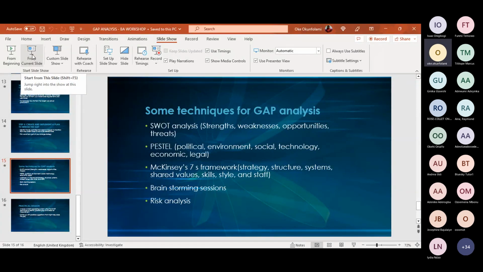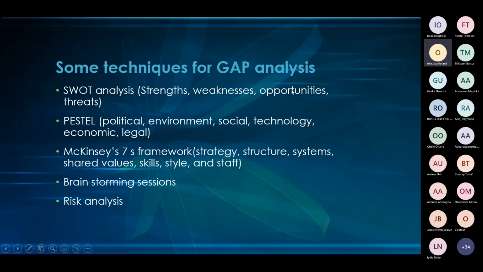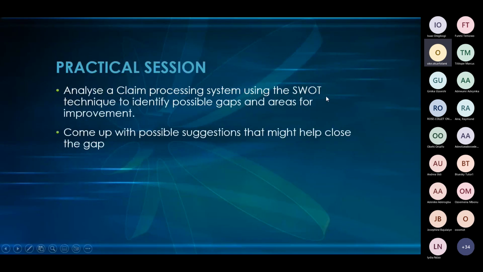We talked about the techniques, and so we're going to do a practical. What we're going to do is analyze a claim processing system using the SWOT technique to identify possible gaps and areas for improvement, and then we'll come up with possible suggestions that might help close the gap.